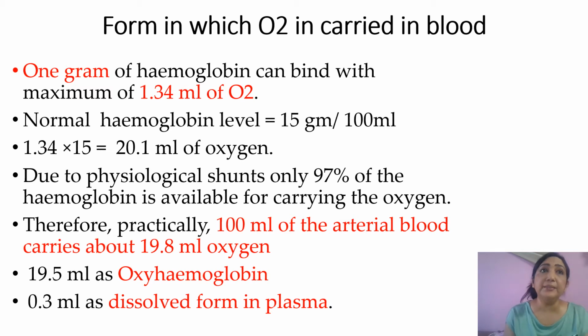If the partial pressure of the oxygen is increased, the dissolved form is also increased. Hyperbaric oxygen is used because the dissolved form will increase, and it helps in treating clinical conditions like carbon monoxide poisoning, anaerobic infection or gas gangrene.